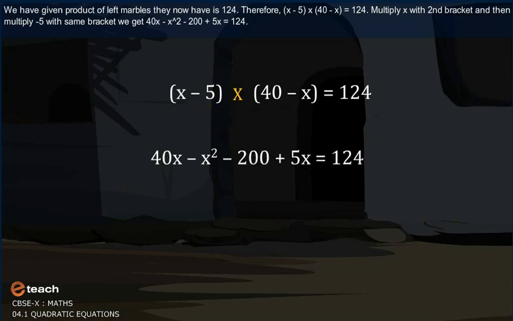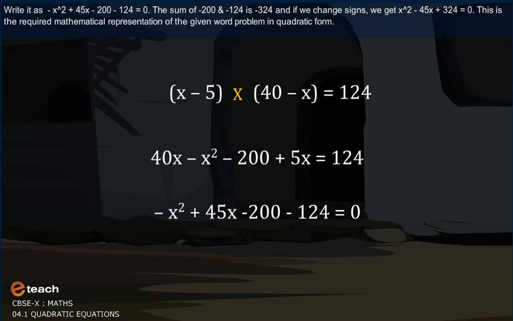Multiply x with the second bracket and then multiply minus 5 with the same bracket, we get 40x minus x square minus 200 plus 5x is equal to 124. Write it as minus x square plus 45x minus 200 minus 124 is equal to 0. The sum of minus 200 and minus 124 is minus 324. And if we change the signs, we get x square minus 45x plus 324 is equal to 0. This is the required mathematical representation of the given word problem in quadratic form.